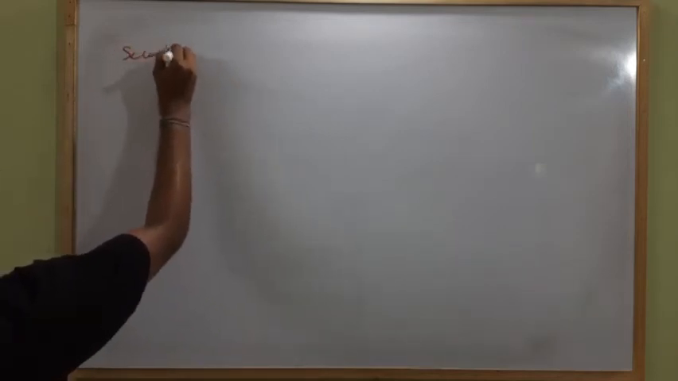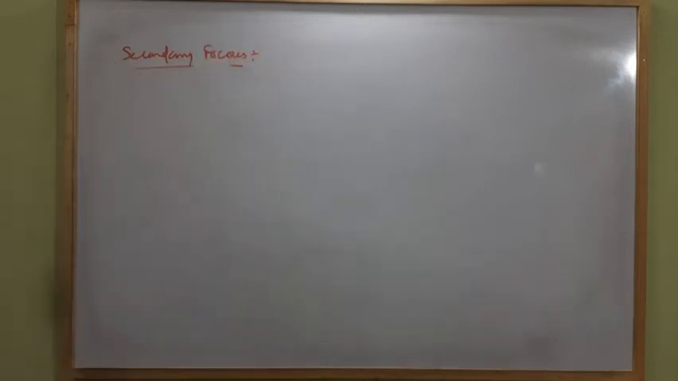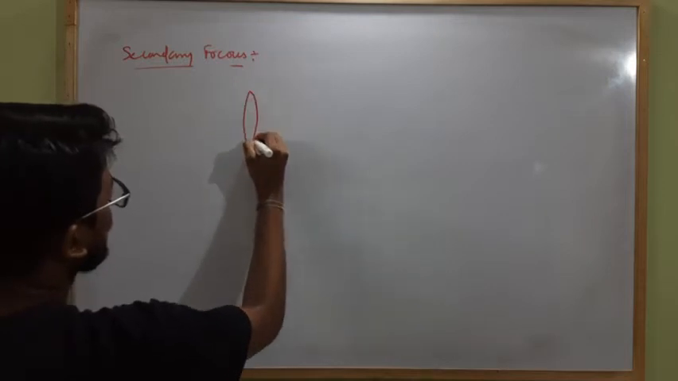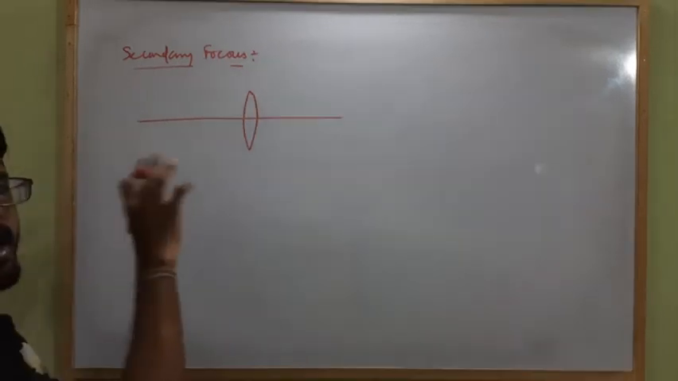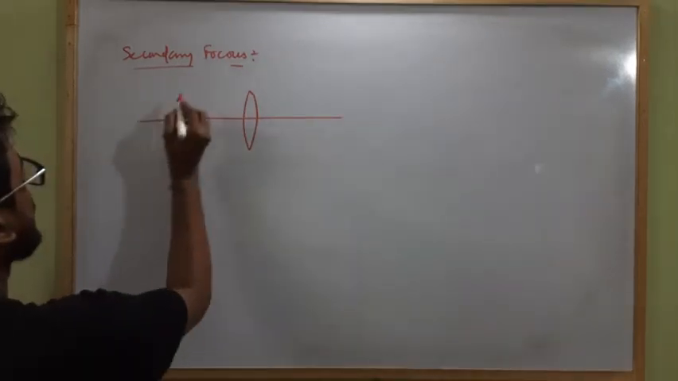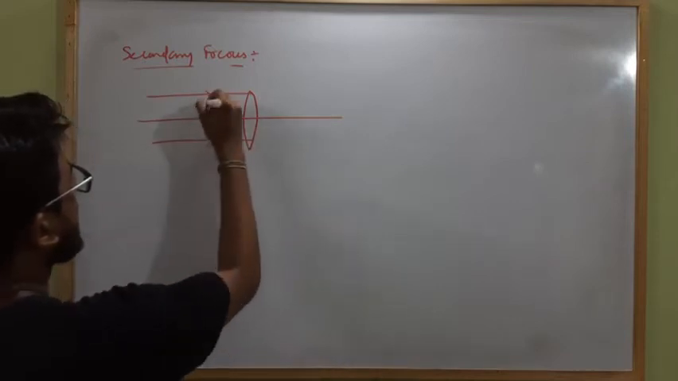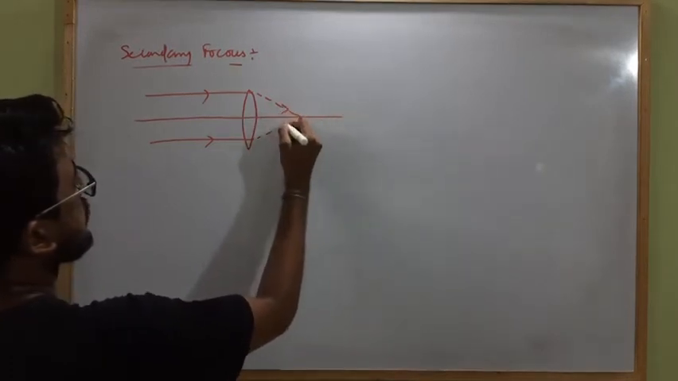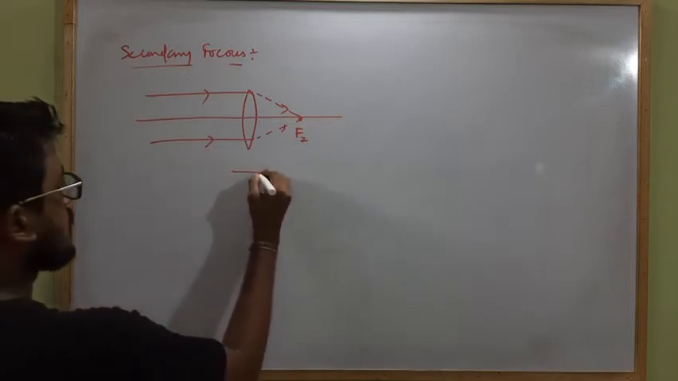So secondary focus is such a point at which the incident rays coming parallel to the principal axis of a lens converge or appear to diverge from. So if the incident rays are coming parallel to the principal axis and after refraction they converge at a point, this point is known as the secondary focus. This is for convex lens.